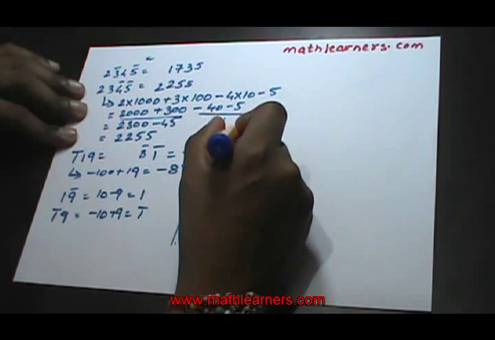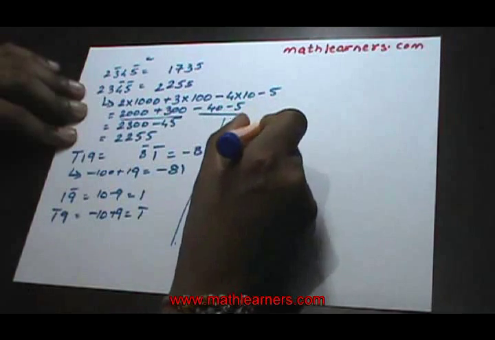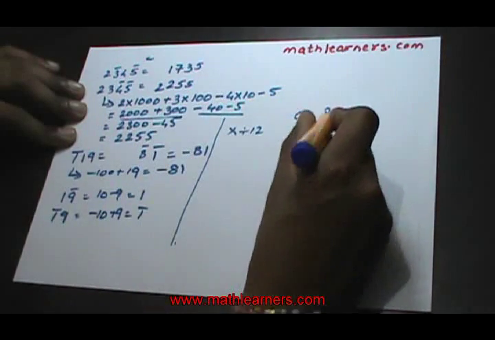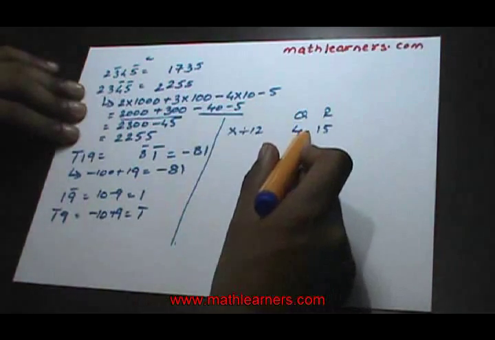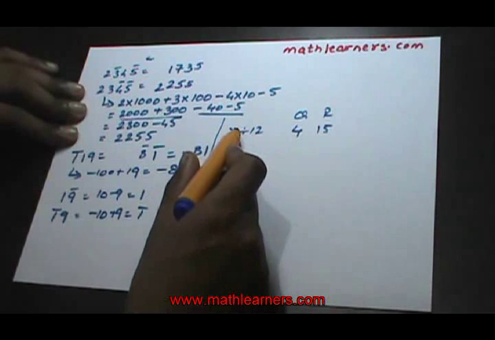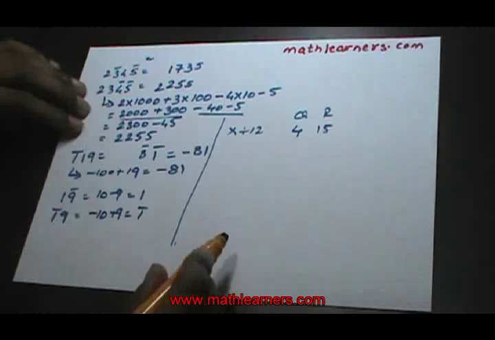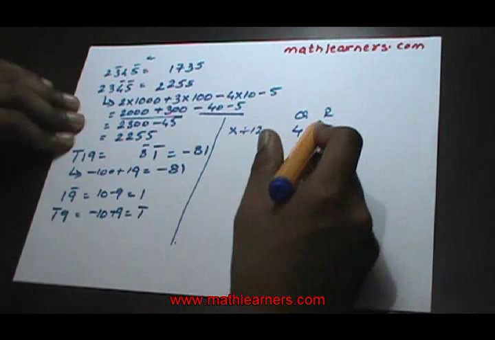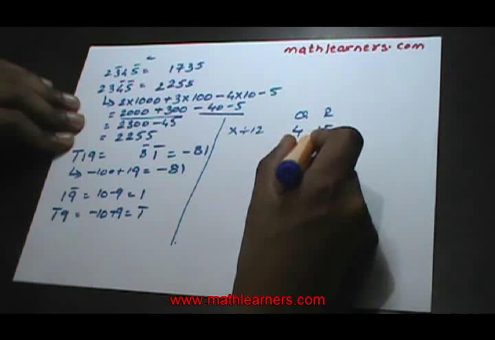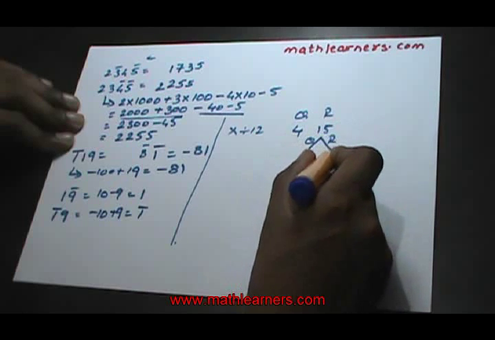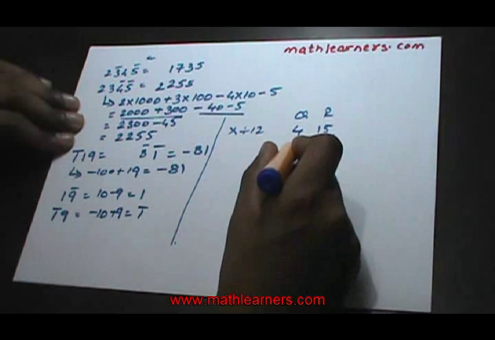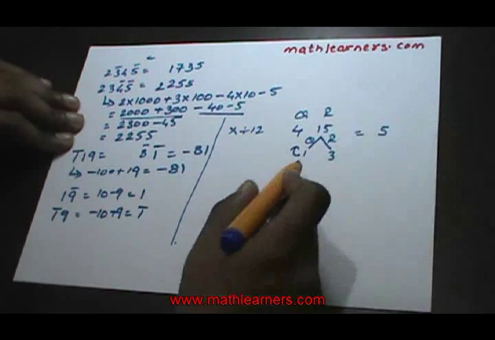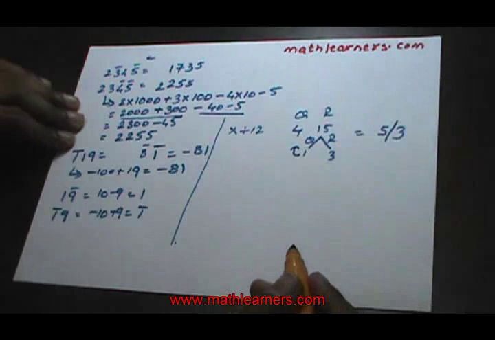Let's say suppose we are dividing some number by 12, and for that we got quotient as 4 and remainder as 15. Now we are very much aware that we cannot have remainder greater than that of divisor, so we will have to divide this remainder by our divisor. So when we divide 15 by 12, we get quotient as 1 and remainder as 3. So now this quotient 1 will be carried forward to 4, so that will come as 5 and new remainder will be 3.